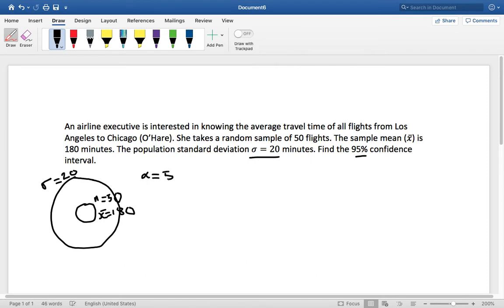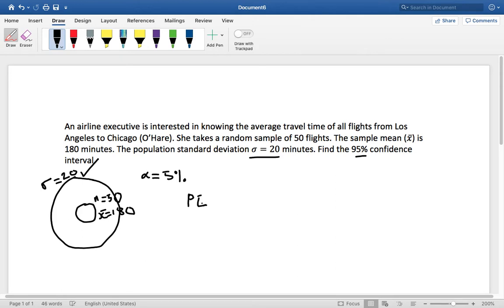5%. So for this question, we have to figure out, is it a Z, is it a T, what sort of question is it? And we know that because we're given the population standard deviation, because this is known, then this will be a Z distribution question. So all we need to do to get the interval estimate is work out this formula.